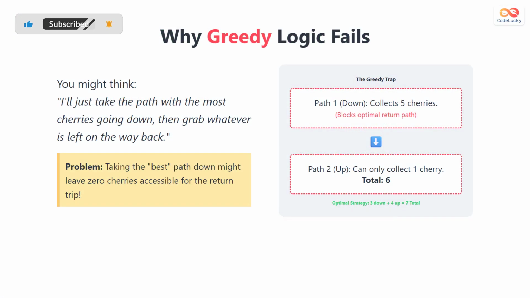A common mistake is to use a greedy approach. You might think, I will just grab the maximum number of cherries on the way down and then worry about the return trip later. This is a trap. By greedily choosing the best path down, you might inadvertently block off or bypass a path that would have yielded significantly more cherries on the return trip. The two paths are dependent on each other, so we must solve for them together.